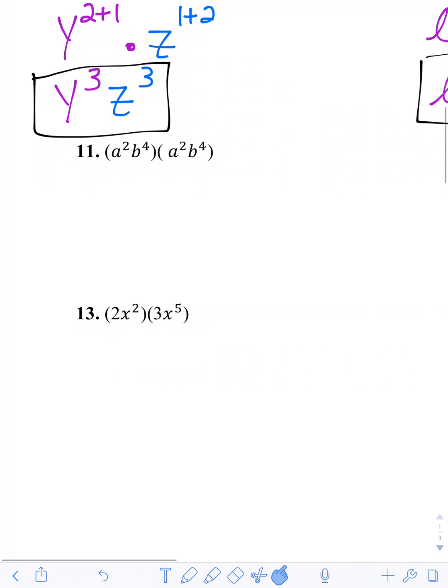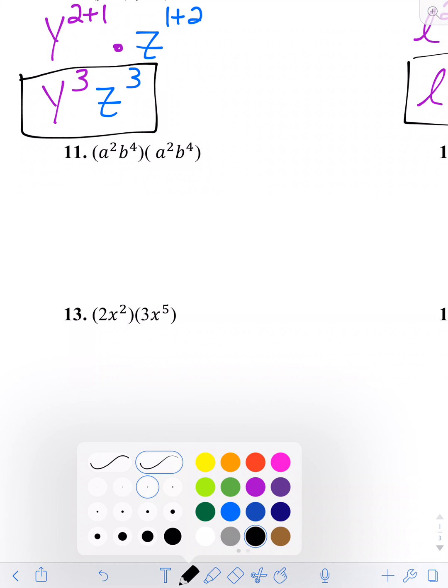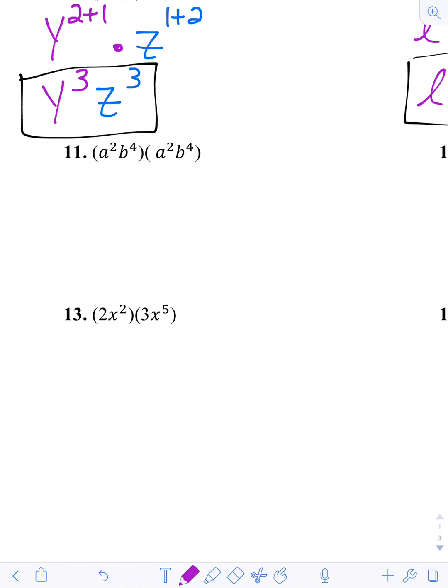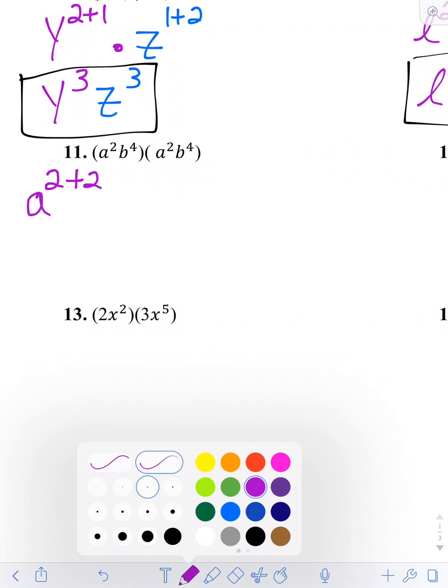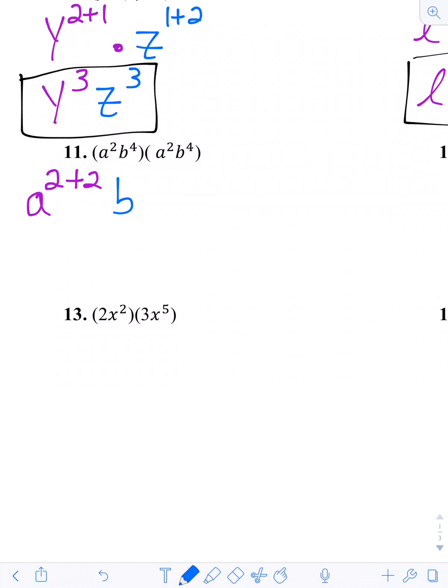All right. Number 11. Okay, so here I don't have to fill in anything because every single variable, which are your letters here, has an exponent. So I'm just going to go ahead and rewrite this. So my A's, I have the exponents 2 and 2. And for my B's, I have the exponents 4 and 4. All right, so now I'm going to go ahead and simplify this. So we have A, 2 plus 2 is 4. And we have B, 4 plus 4 is 8.